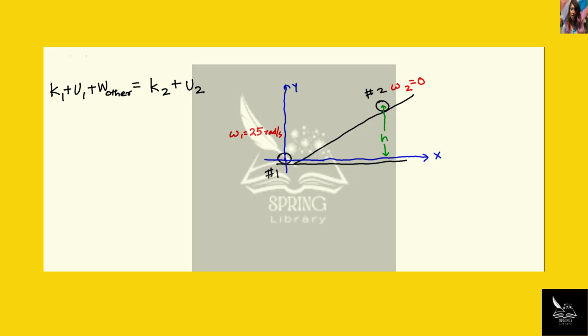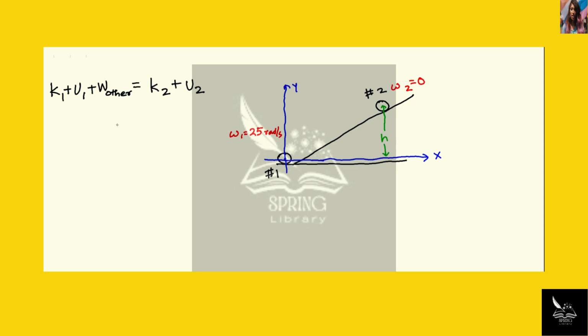And also, as you can see, we are taking the center of the wheel as the origin here. So that means y is 0 here. And the height is basically from the center of the wheel at this point to the x-axis.